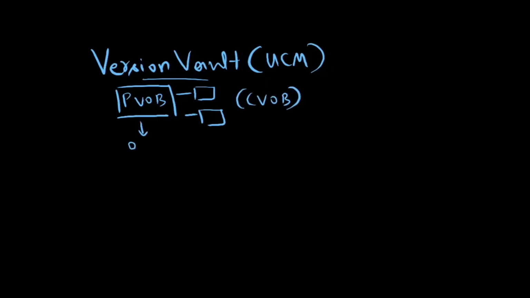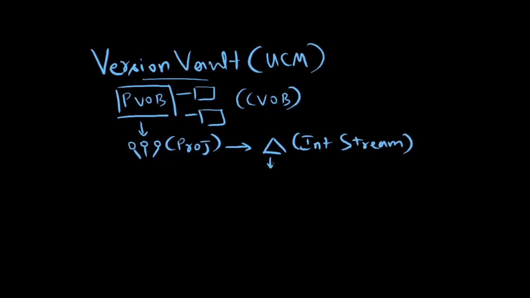In the PVOB, we will create a project, which is like the placeholder of all the metadata, and once the project is created, it will have the default integration stream, which is like the main branch. In this integration stream, the developer will create his own dev stream, sitting on which he will start doing the changes. So he will create a view and start seeing the files which reside in the component VOB.